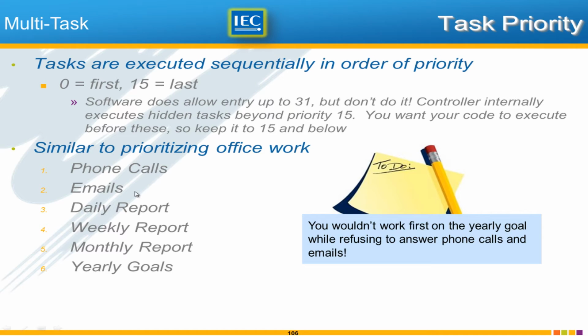You may prioritize emails, which have to be responded to in a timely fashion, and depending on what you do, there may be daily or weekly or monthly reports or yearly goals, things you have to do less frequently. You don't typically work on those first. As we say here, you wouldn't first work on your yearly goal and be sure you get that all done and not answer any phone calls or emails while you're trying to get that yearly goal done ahead of time. So in a similar way, the processor really is not doing more than one task at a time. It's just moving between different tasks and prioritizing which tasks to do first.